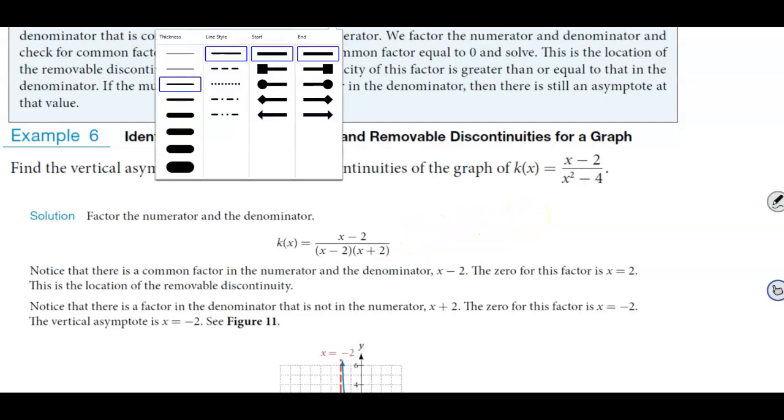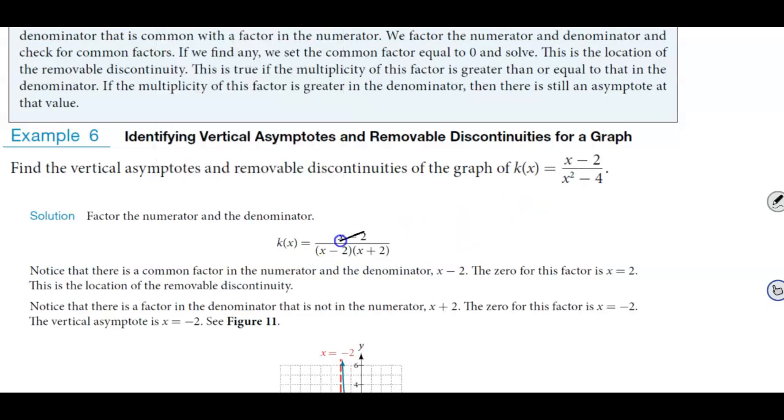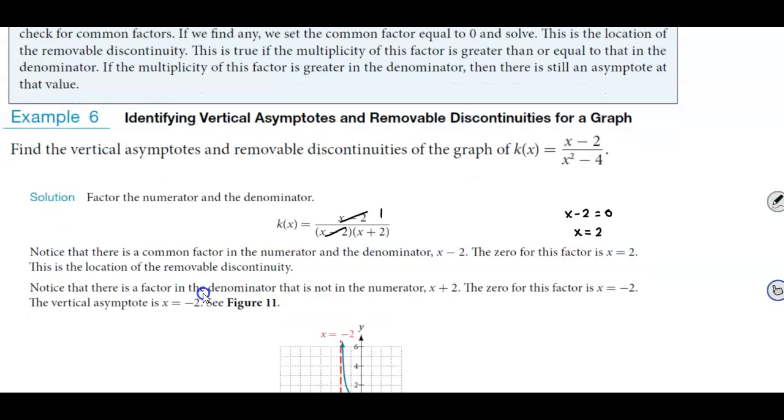So if you notice, x minus 2 and x minus 2 are common factors. So we would be left with 1 over x plus 2. So notice that there is a common factor in the numerator and denominator. That means we have x minus 2 equal to 0, and therefore x would equal 2, or the 0 for this factor is x equals 2. And this is where the removable discontinuity is located.